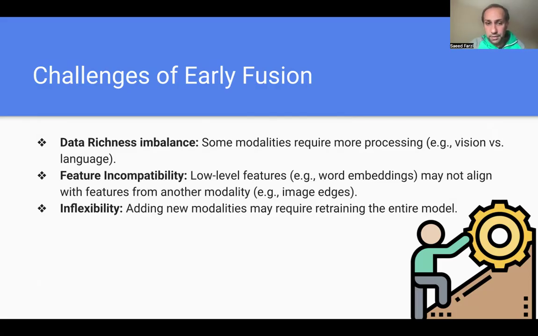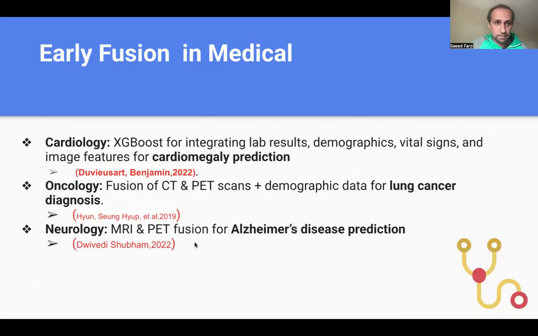Feature incompatibility. Low-level features could be different in each modality. For example, in the text we just use a simple method of word embedding, but in the image we have to use the image edges. We have to extract the edge of the object. Inflexibility. Adding a new modality may require the retraining of the entire model.